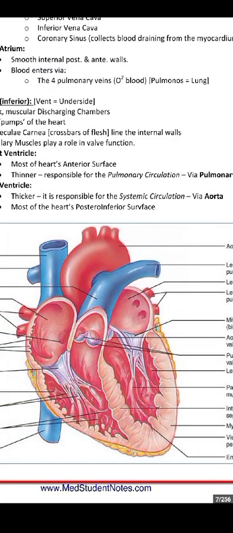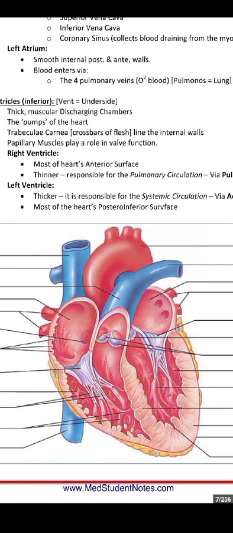There are two types of ventricles, the right and the left. The right ventricle covers most of the heart's anterior surface, and it helps in pulmonary circulation. Pulmonary circulation means circulation of blood between the lungs and the heart. So the right ventricle helps in pulmonary circulation. We can point that out now.